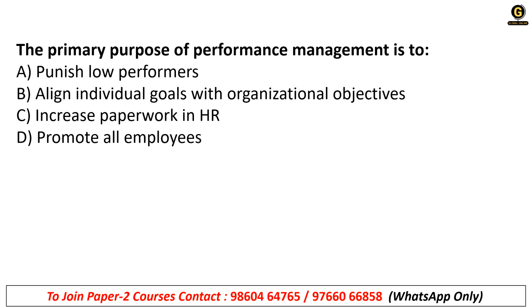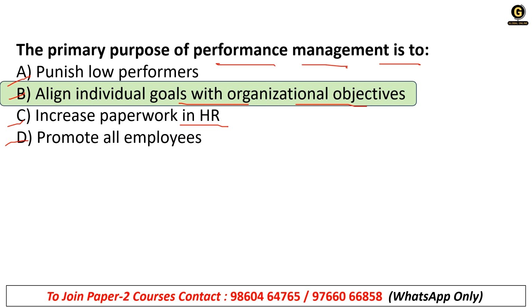The primary purpose of performance management is to: A, punish low performance; B, align individual goals with organizational objectives; C, increase paperwork in HR; or D, promote all employees. So what is the main objective or purpose of performance management? That is, align individual goals with organizational objectives.